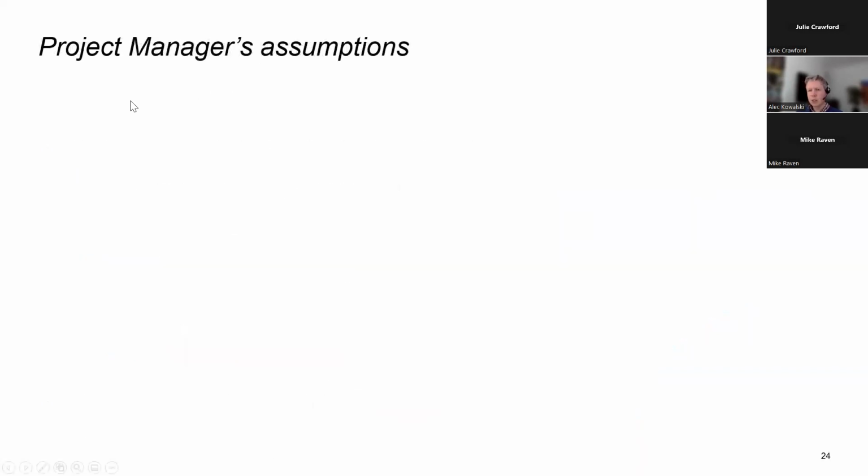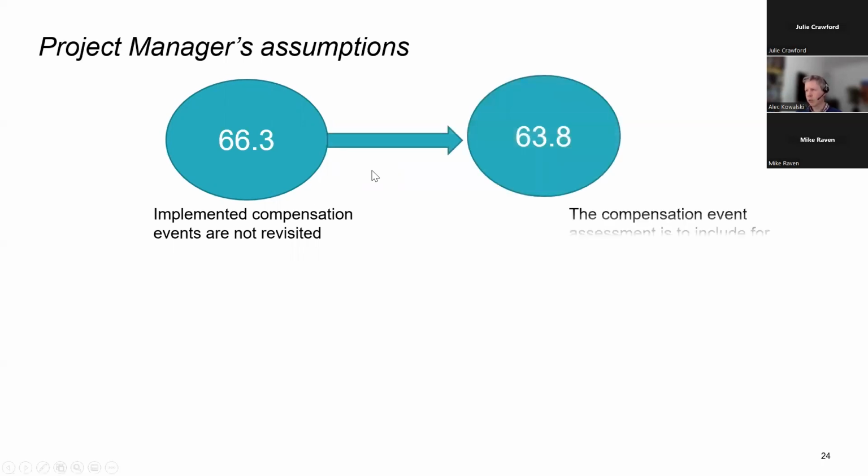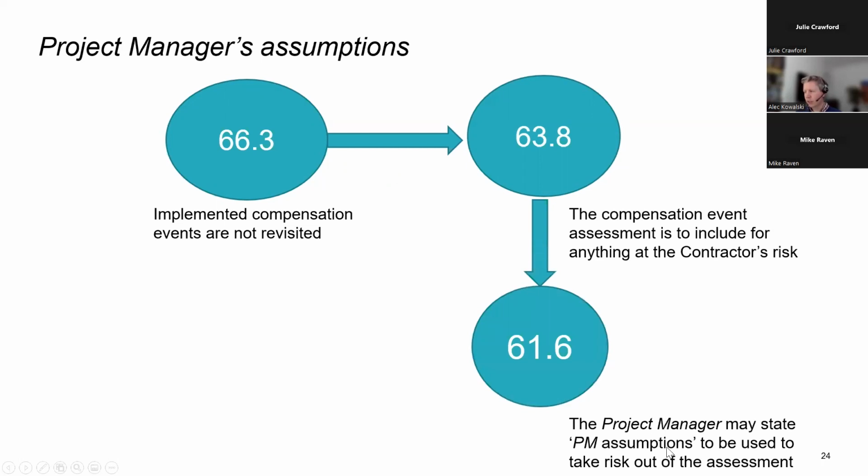Okay. Project manager's assumptions. Because implemented compensation events are not revisited, if it's very, very uncertain how to price things, you might want to make an assumption to guide the contractor on how to price it. They include for anything that's the contractor's risk. So you could state an assumption, and then that risk, you could take away from the contractor and give it back to the client. Then you'll get a keener price through the compensation event, right? But the client is carrying that risk.